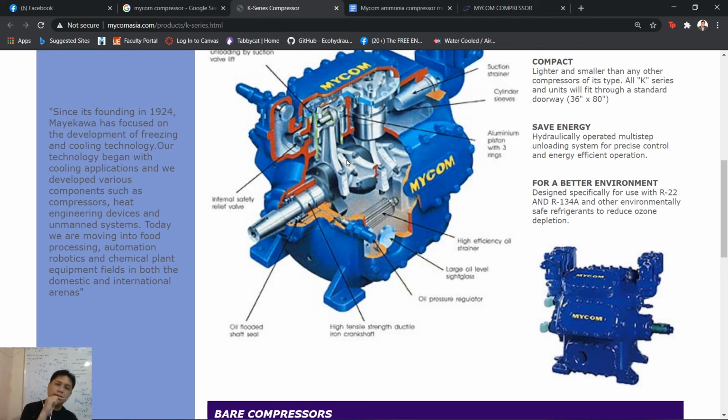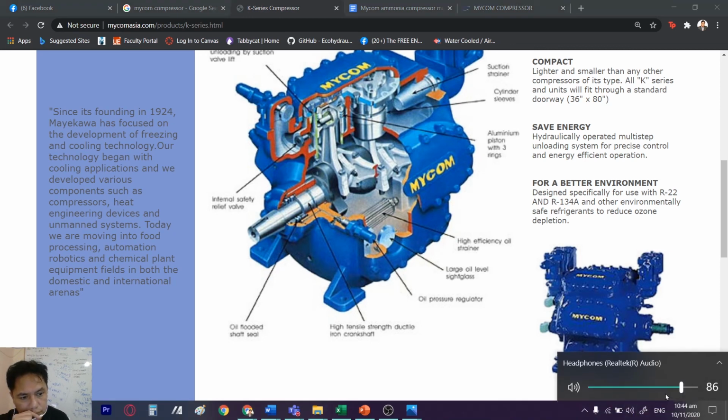Class, ilang piston 'yan? Ilang piston to? Ilang piston yan? Nakikita mo? Ilang connecting rod? Nakikita mo ba yung piston? Eto, itong parang baso na to. Tapos eto cutaway. Ilan yung connecting rod?